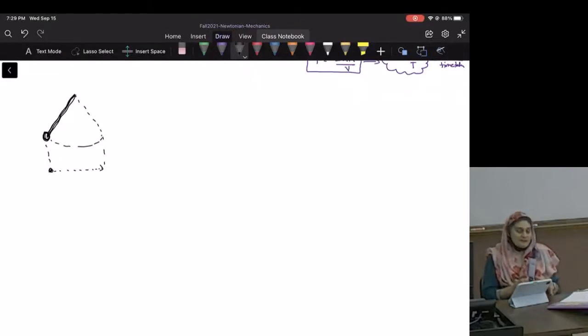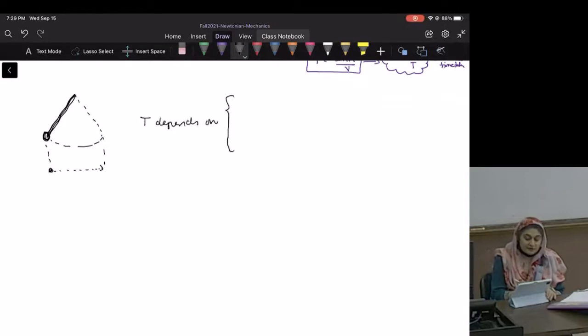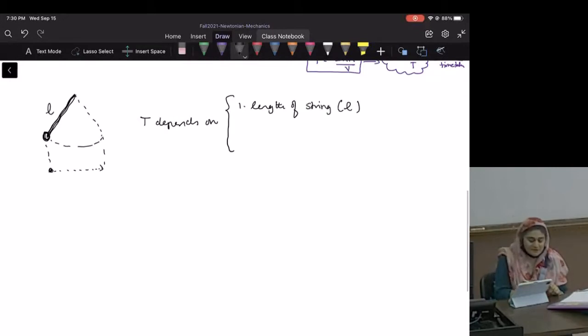What do you think this simple pendulum depends on? So let's guesstimate. The period depends on the radius, of course. But that's not going to be called a radius because it's not a circle. So we're just going to call it the length of the string. L. So let me call this L.